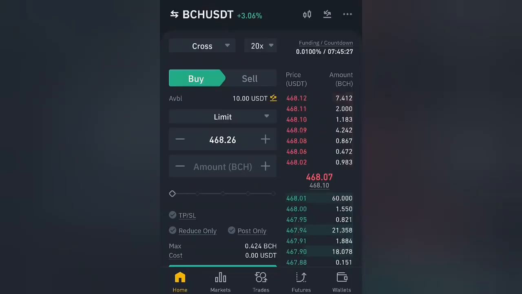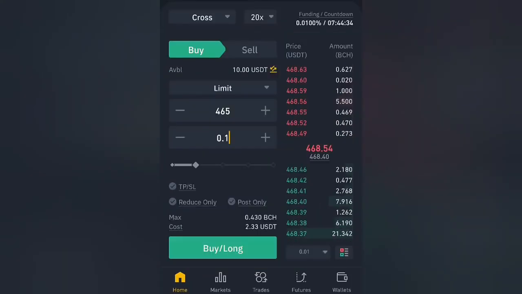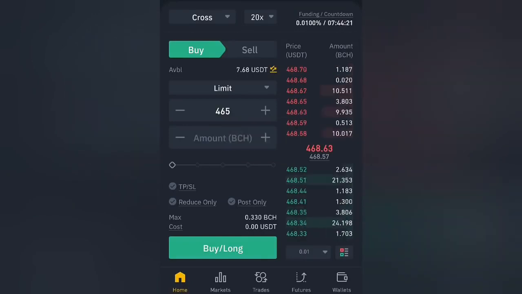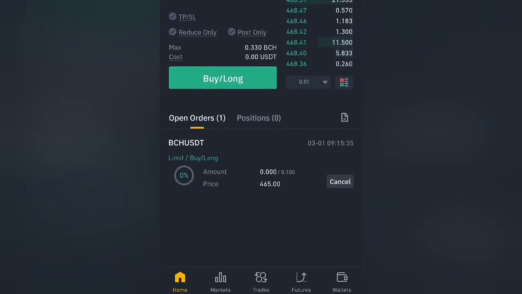Now I want to enter a position. As you can see, I want to buy 0.1 of Bitcoin Cash at around 465. Then I will enter my order right here. I'll click on buy long, confirm. So when I click on buy long, as you can see, I have already entered my order. Understand? So when you scroll down here, you would see that my order is opened. As you can see, open orders, the price has to go down to 465 before my order would be executed.